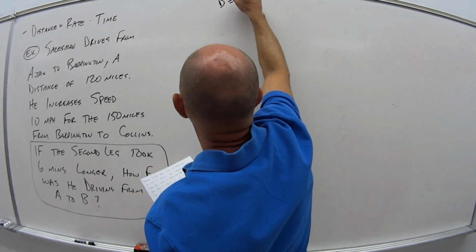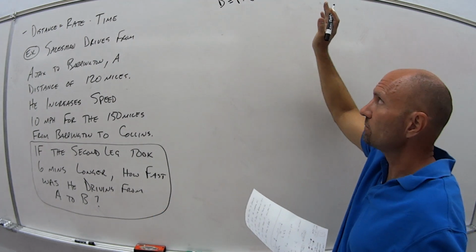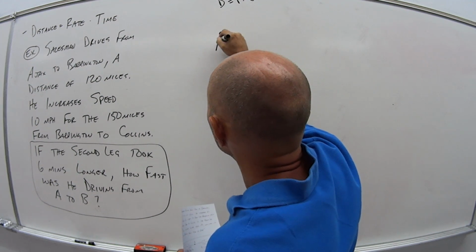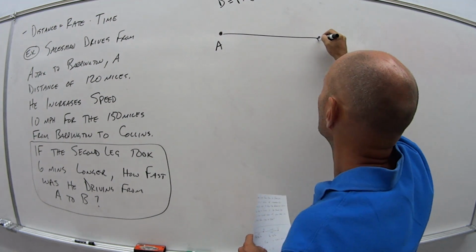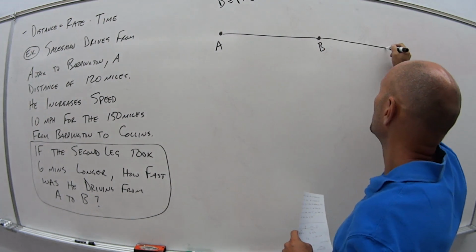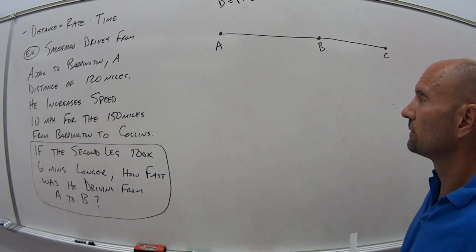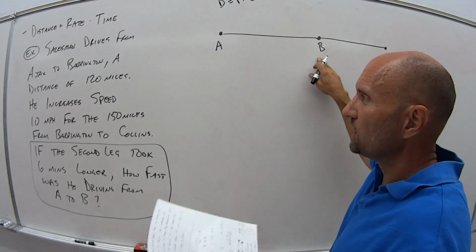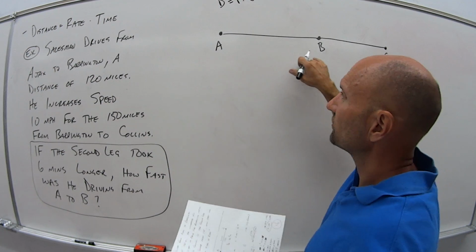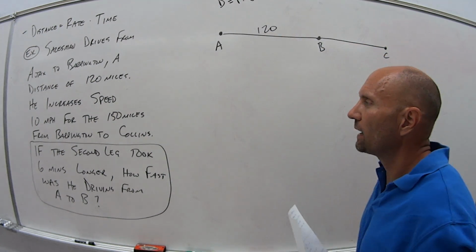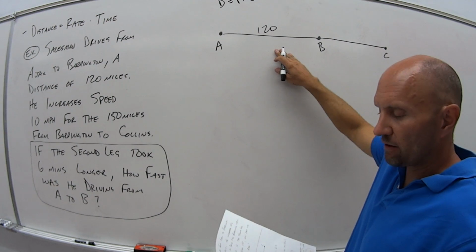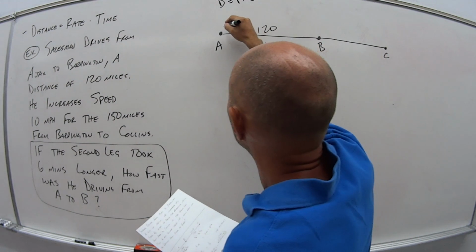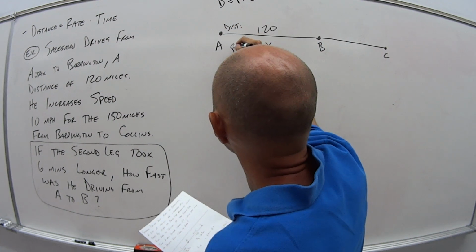So we have distance equals rate times time. In this case, we had Ajax, he drove to Barrington, then he drove to Collins. Let's fill in what we know. Ajax to Barrington was 120 miles. How fast was he going? Well, that's what we're trying to figure out, so let's call that x. So this is distance, this is rate.